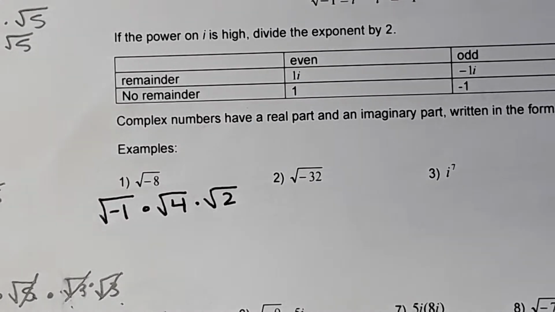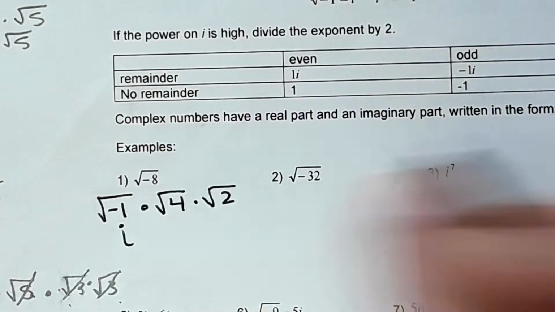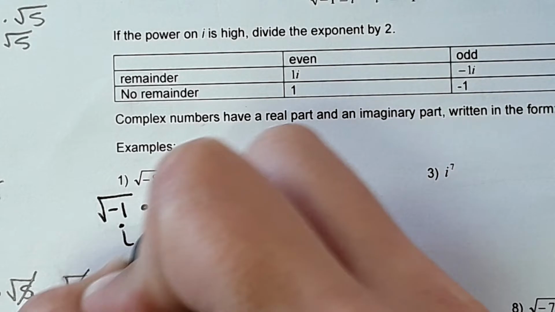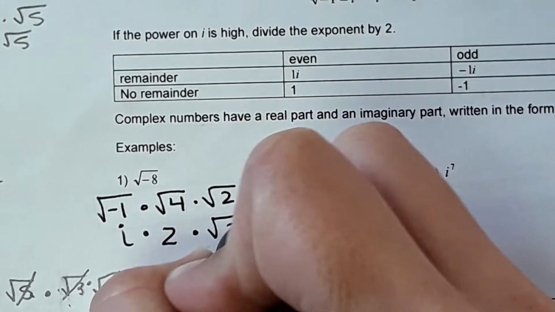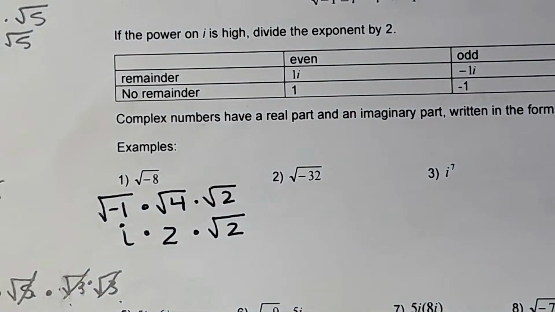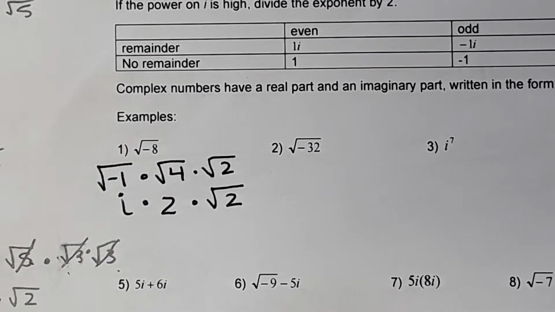So wait, you just took away the negative because you set that as a separate thing as negative 1? Yeah. So then my square root of negative 1 is i. And then the square root of 4 is 2. And then we just leave this one as the square root of 2. Will i always be the square root of negative 1? Yeah, the square root of negative 1 is i.